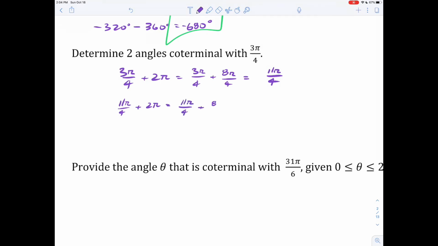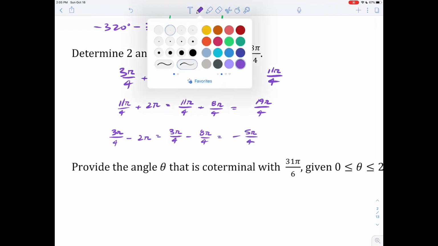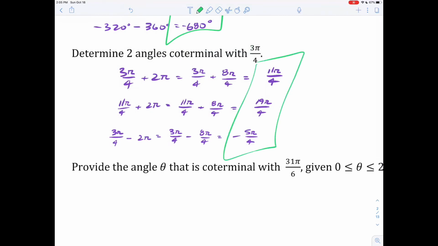Again, you do not have to show your conversion to a common denominator. You just need to make sure you can get an equivalent angle, or coterminal angle, I should say. And just as we added in the above ones, we can just as well subtract. I can say we have 3 pi over 4 minus 8 pi over 4. So subtracting 2 pi gives us negative 5 pi over 4. All of these, again, are coterminal with 3 pi over 4.